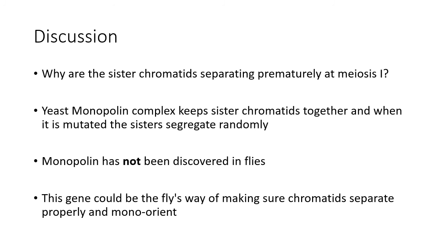So why are the sister chromatids separating prematurely at meiosis 1? Well, CG30383 might have similar functions to that of monopollen in yeast. The monopollen complex keeps sister chromatids together, and when it's mutated, the sisters segregate randomly. And this frequency of non-disjunction was similar to that in our experiments. Monopollen has not been discovered in flies.